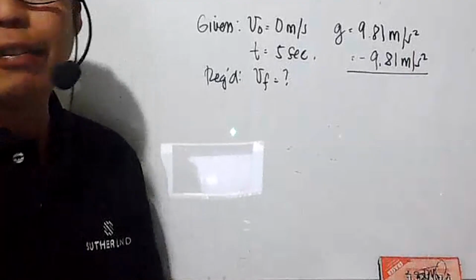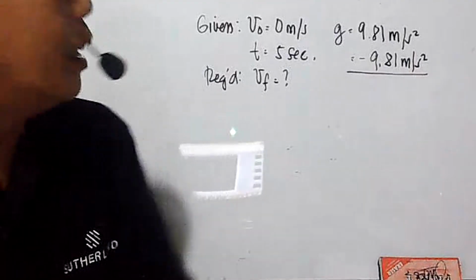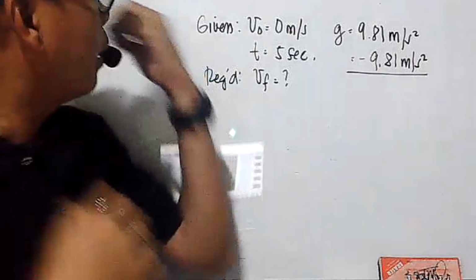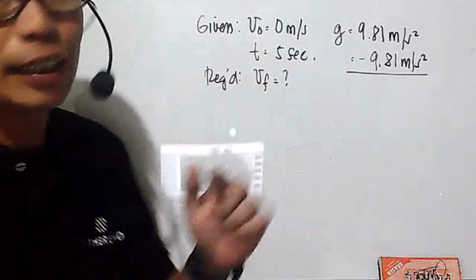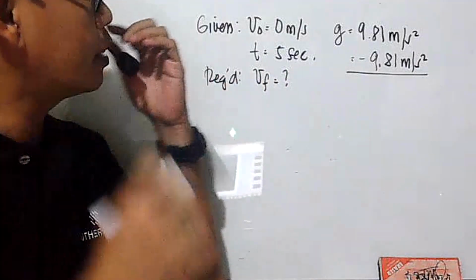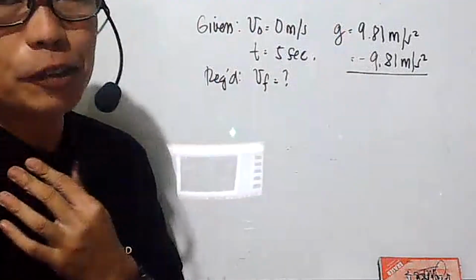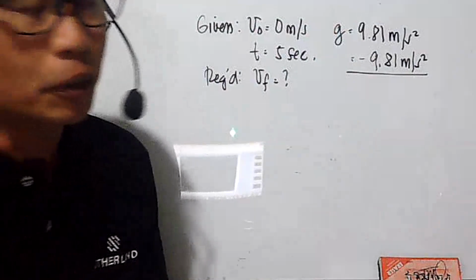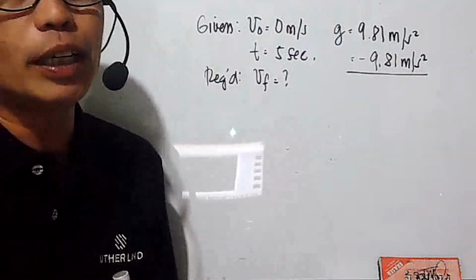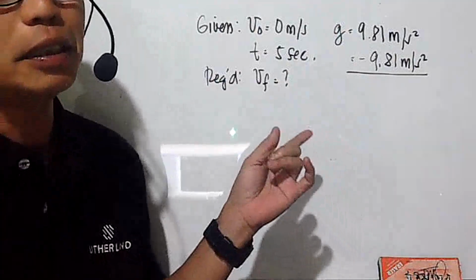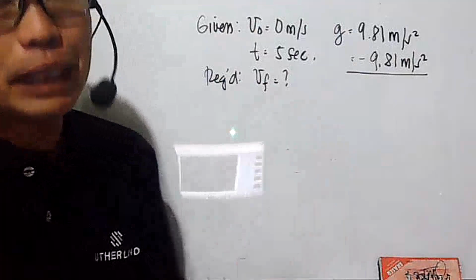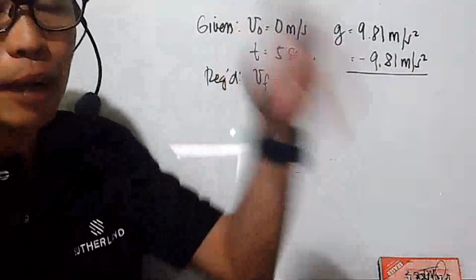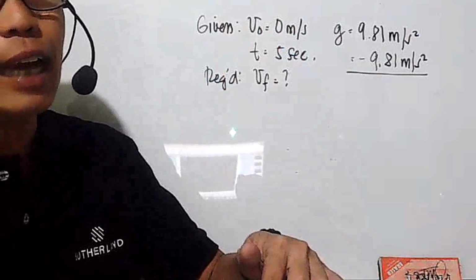I've already written the given in the problem. First, the initial velocity is equal to 0 since it is from rest. The time given is 5 seconds. Now g here has a value of 9.81 meters per second squared, the gravitational force. But the sign depends on the direction of the ball. We know that g is a vector quantity. If the ball is going up, it's going to the positive y-axis, so the sign of g is positive. If it's going down, going to the negative y-axis, the sign is negative.